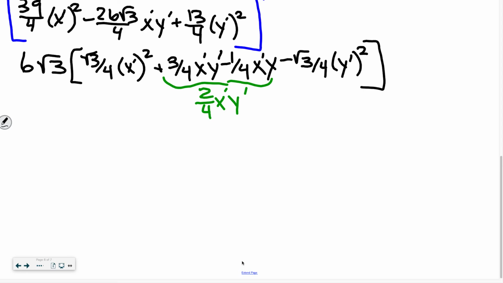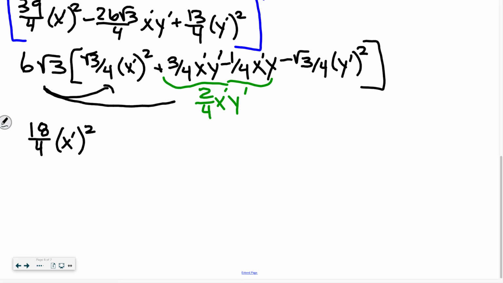So, just take your time. What is 6 square root 3 times the square root 3? Well, that's really just 6 times 3, which is 18. So we have 18 over 4 x prime squared. And then I'm going to do 6 square root 3 times 2 over 4. Well, that's just 12 square root 3's in the numerator. I can multiply 6 and 2. So plus 12 square root 3 over 4 x prime y prime.